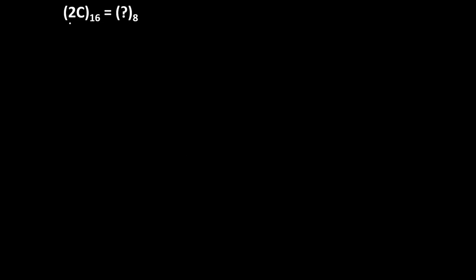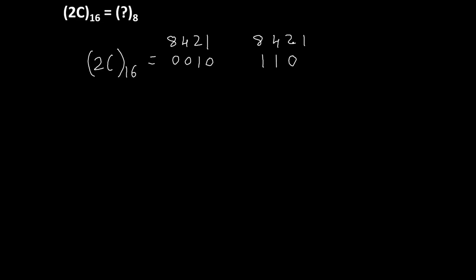So let's see how to do it. What we have is 2C base 16. Now for 2, we will write the code using 8421. For 2, only 2 is required, so we will make all the other digits 0. This is the binary equivalent of hexadecimal 2. Now for C, we will write the code using 8421. We just saw that A is 10, B is 11 and C is 12. So we need to find the code for 12. 8 plus 4 is 12, so no need to write any value for 2 and for 1. So the binary equivalent of C is 1100.